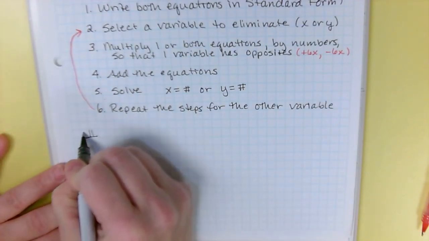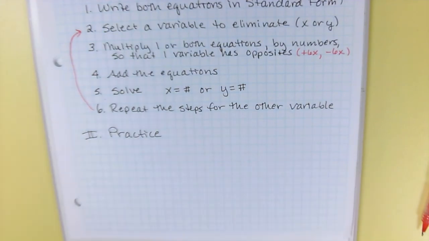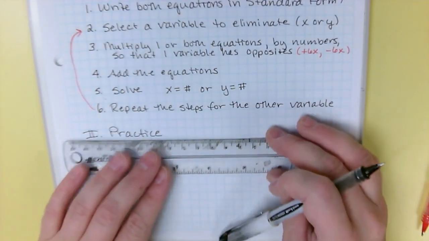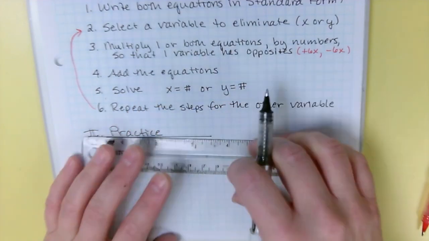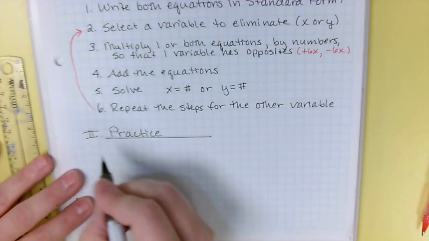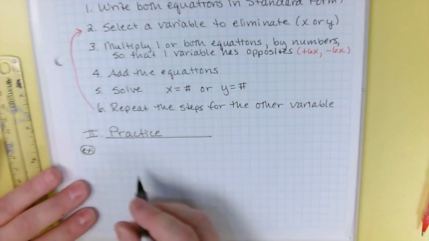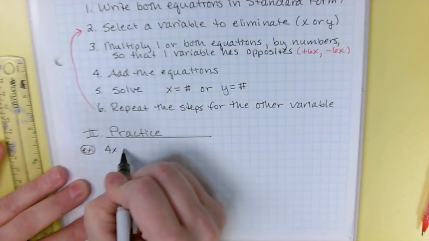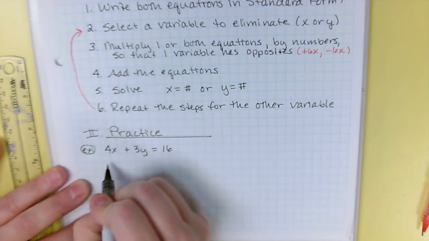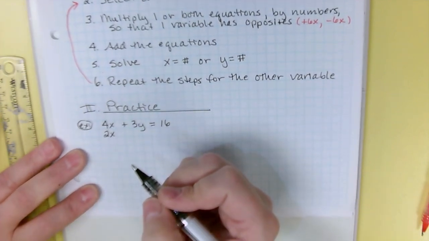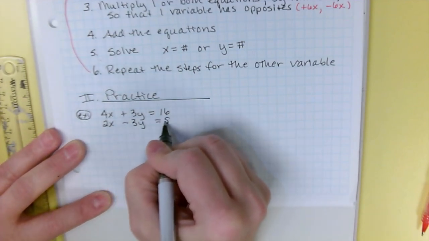Okay, so Roman numeral 2, we're going to do some practice. Okay, example 1. 4x plus 3y equals 16. 2x minus 3y equals 8.